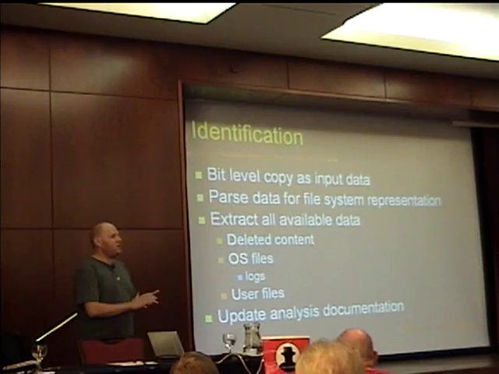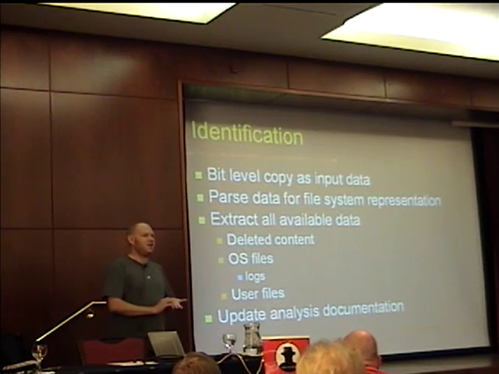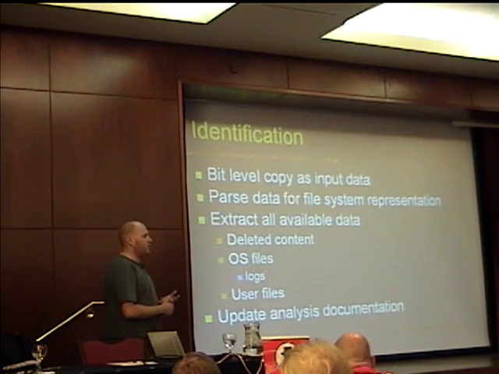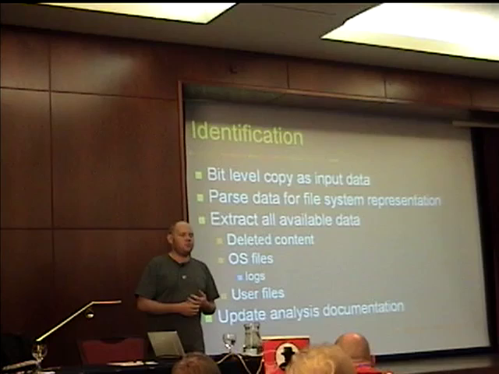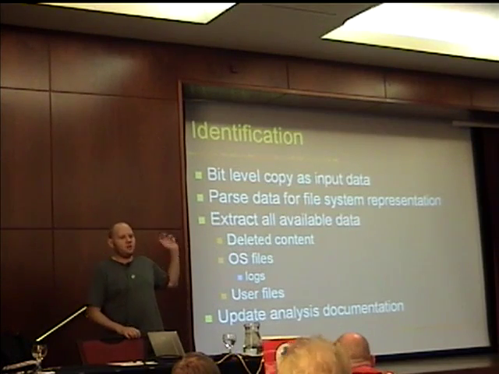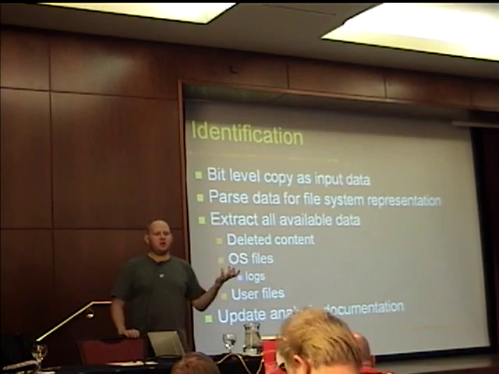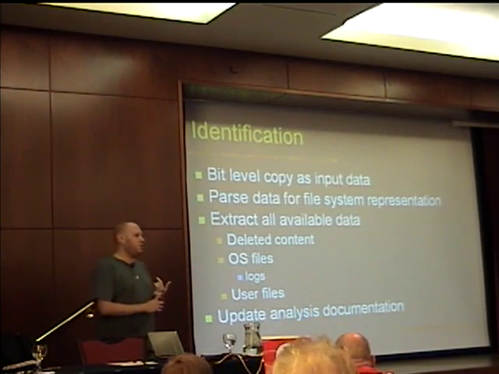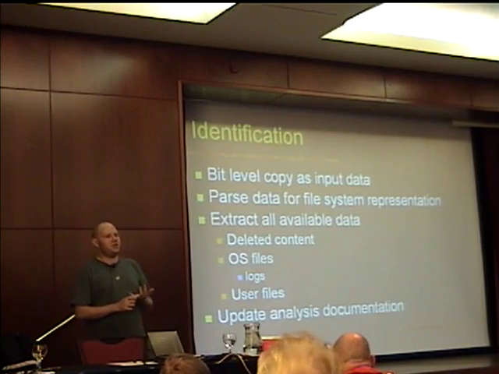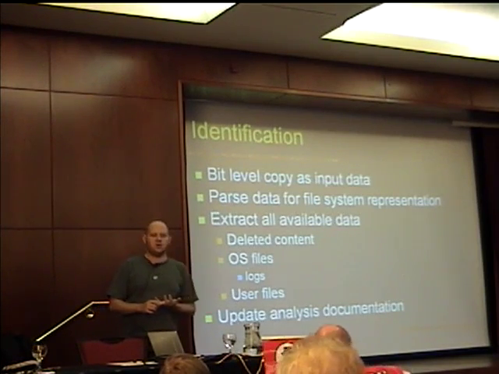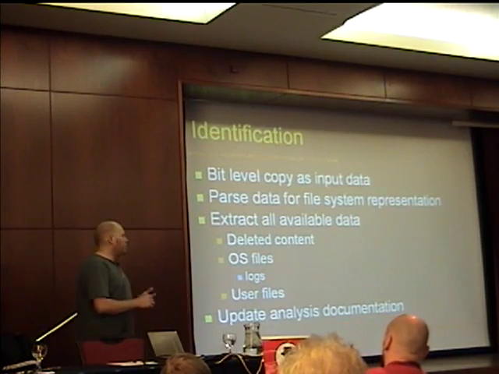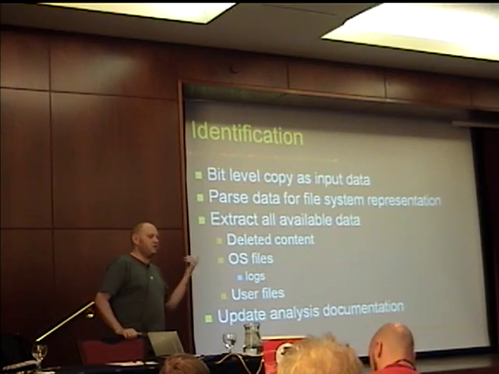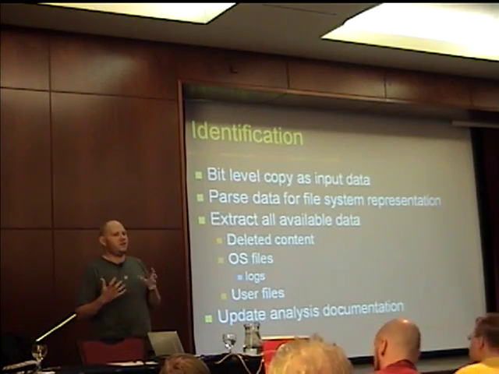So we start with our bit-level copy. We've got an exact copy of our original data, and as we go through it, we start looking for things which could be useful for our investigation. We don't actually do analysis at this phase. We simply format our input data into something that our tools can parse properly. They parse it out, and then we start looking for stuff like log files or possible evidentiary files, such as binaries or trojans. We start looking for anything that might be useful for our evaluation phase, anything that could be part of the investigation.